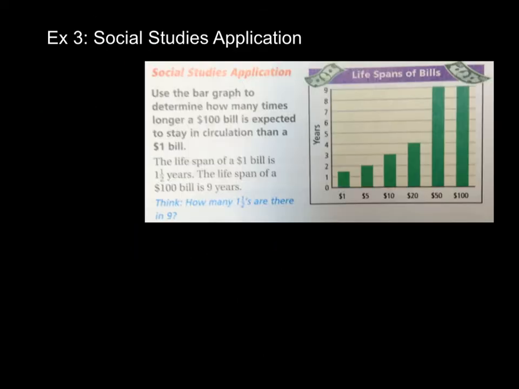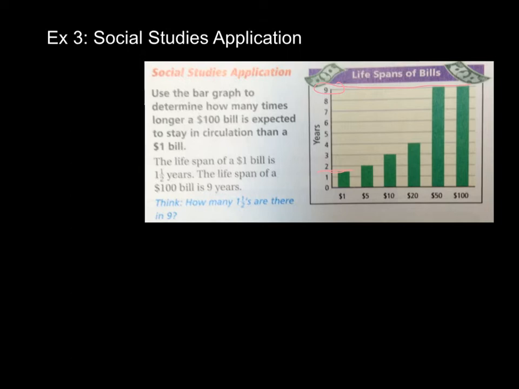Example 3 is a social studies application. I'm not asking you to write down the problem in your book, but follow along as I read out loud. Use the bar graph to determine how many times longer a $100 bill is expected to stay in circulation than a $1 bill. The lifespan of a $1 bill is 1.5 years. If you look at your graph, the $1 bill right here is 1.5 years. And the lifespan of a $100 bill way up here is 9 years. So think, how many 1.5s are there in 9?